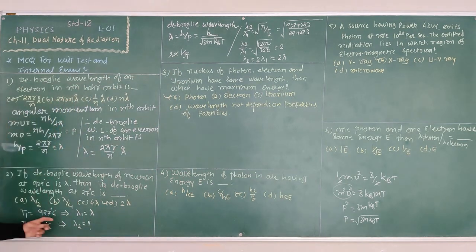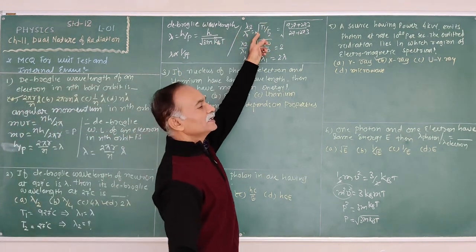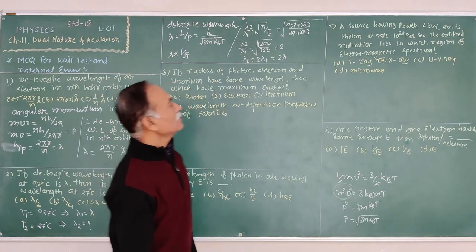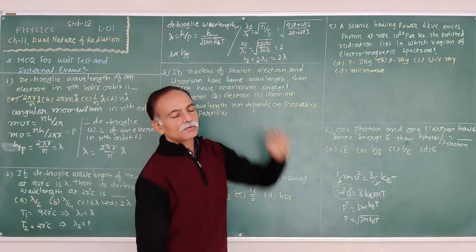So here, two different values of the temperature are given. We have to find out lambda 2 at temperature T2. Therefore, lambda 2 upon lambda 1 is equal to the square root of T1 upon T2. So by using this concept, we can find out lambda 2.